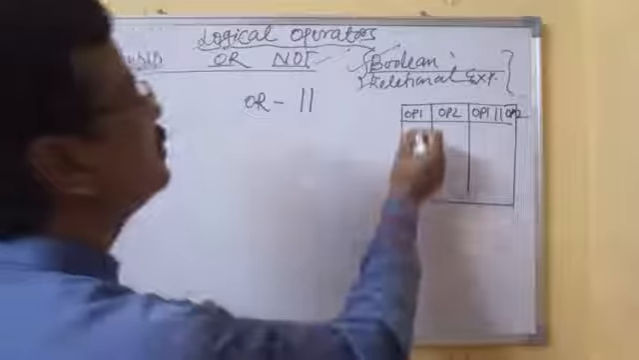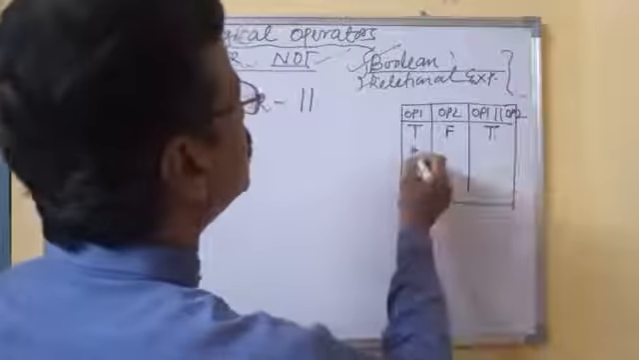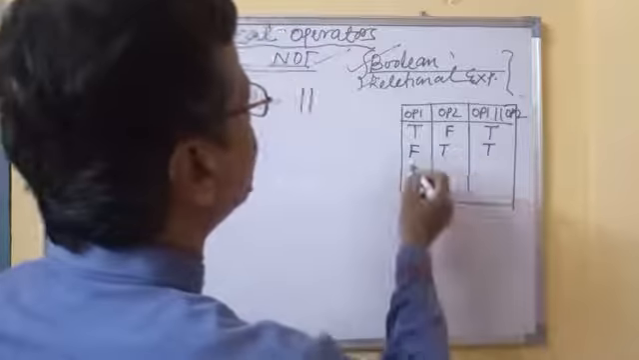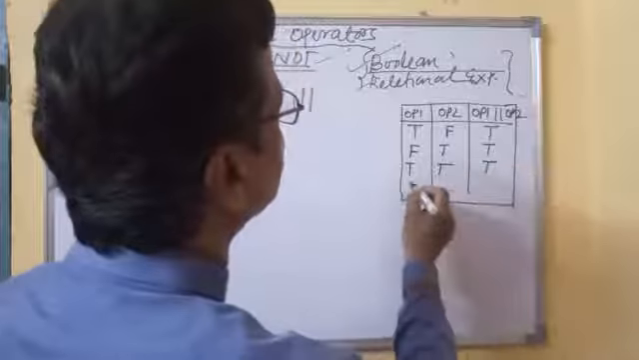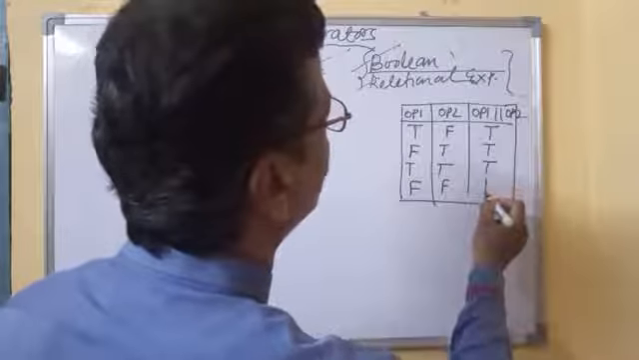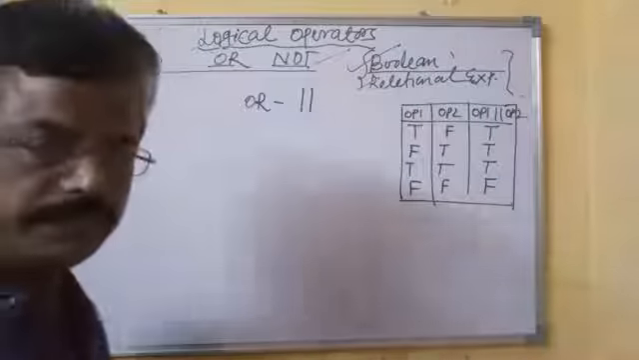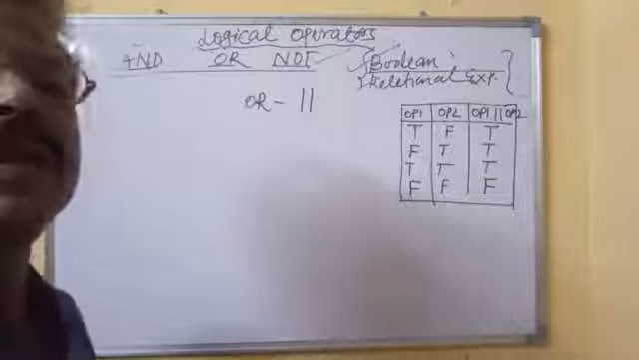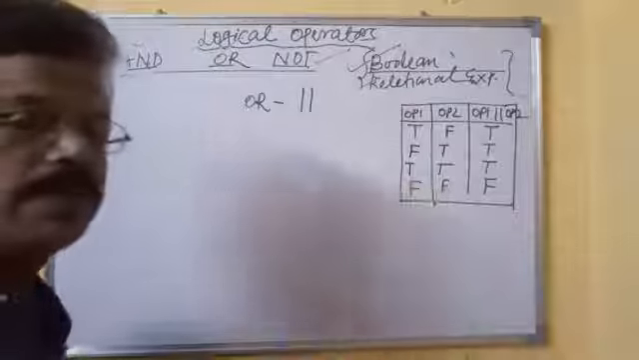If this one is true and this one is false, the answer is true. If this one is false and this one is true, then the answer is true. If this one is true and this one is true, then the answer is true. If this one is false and this one is also false, then the answer is false. So the OR operator follows this principle, and when you are writing the OR operator, you should always follow this rule. And here also you have to write it the same way.